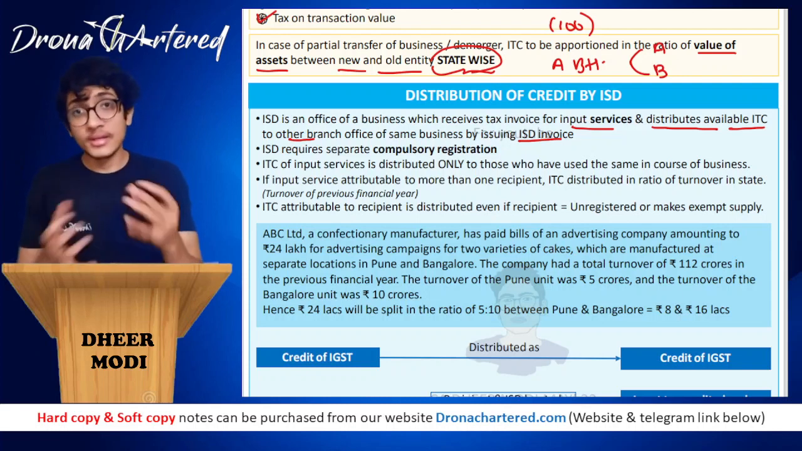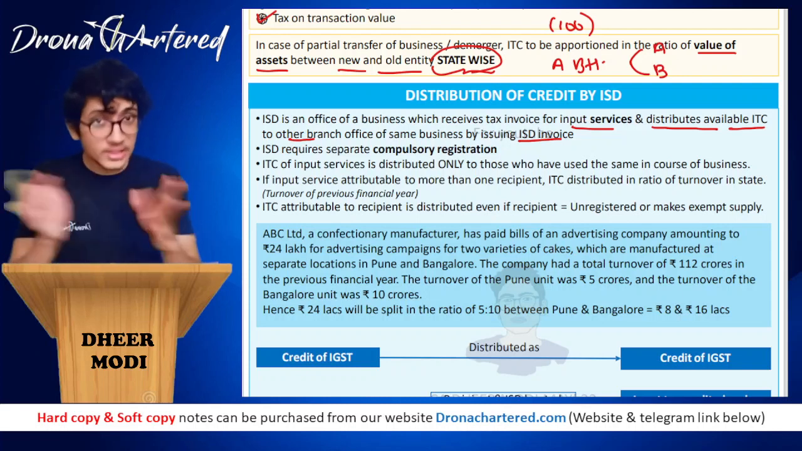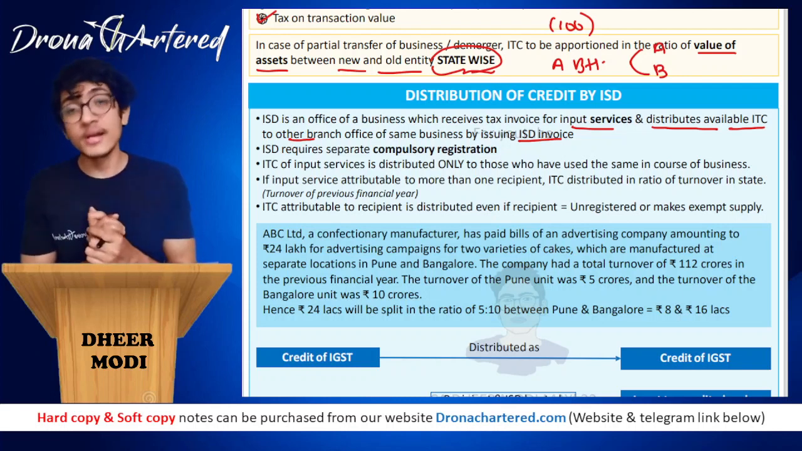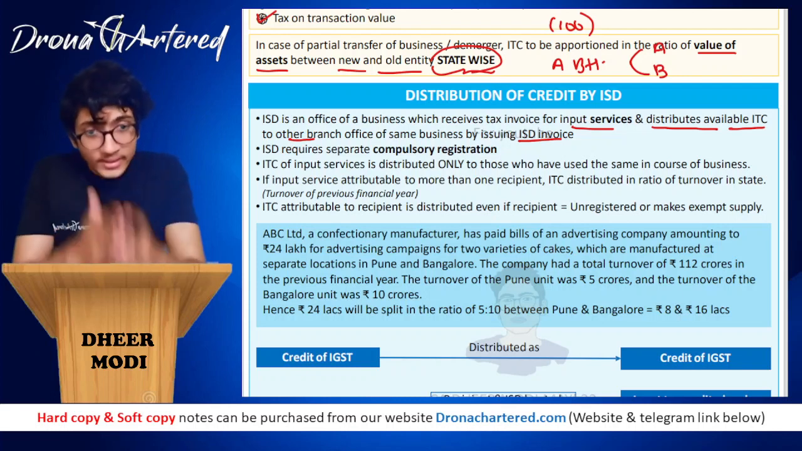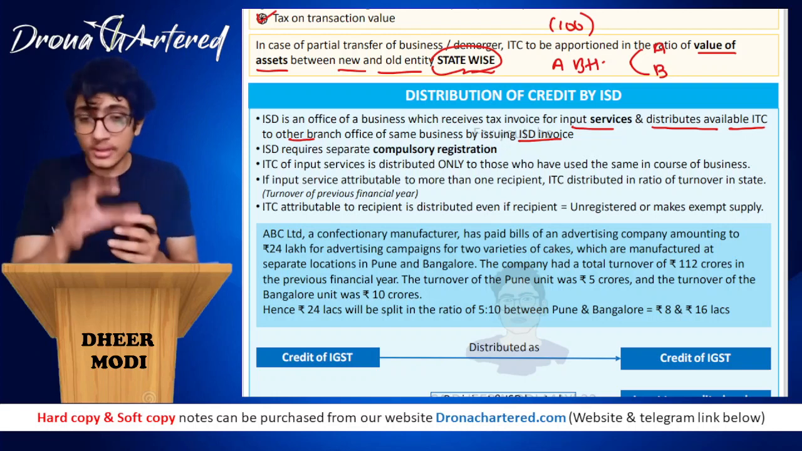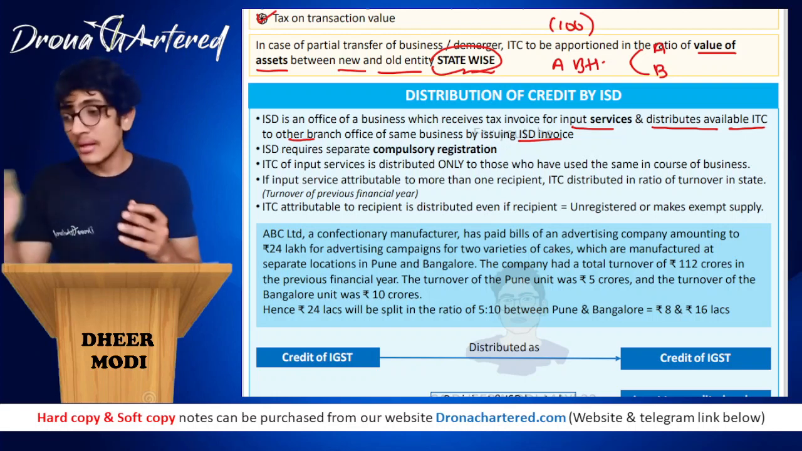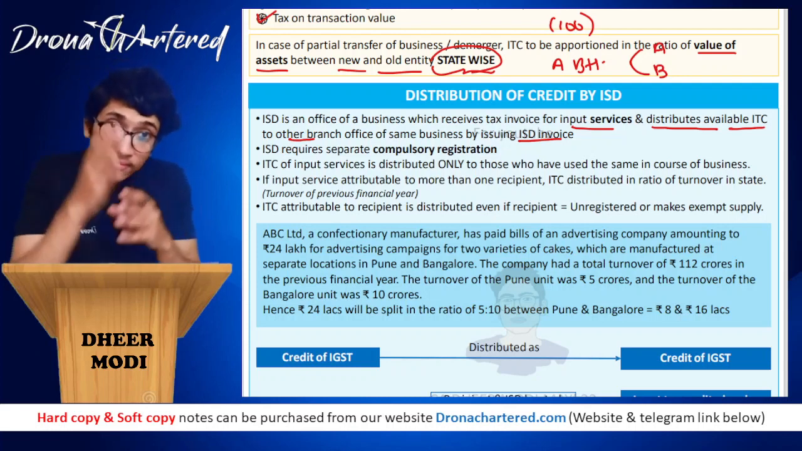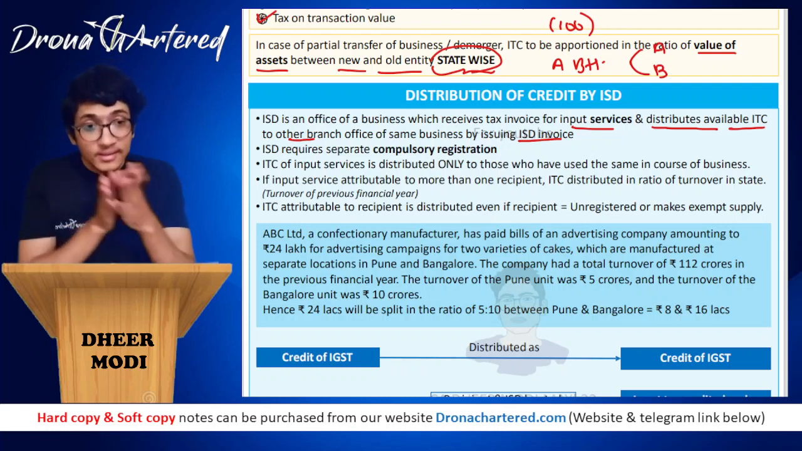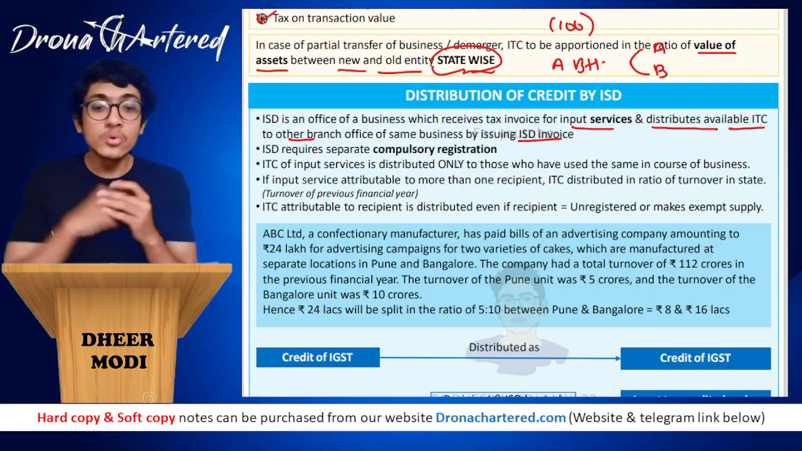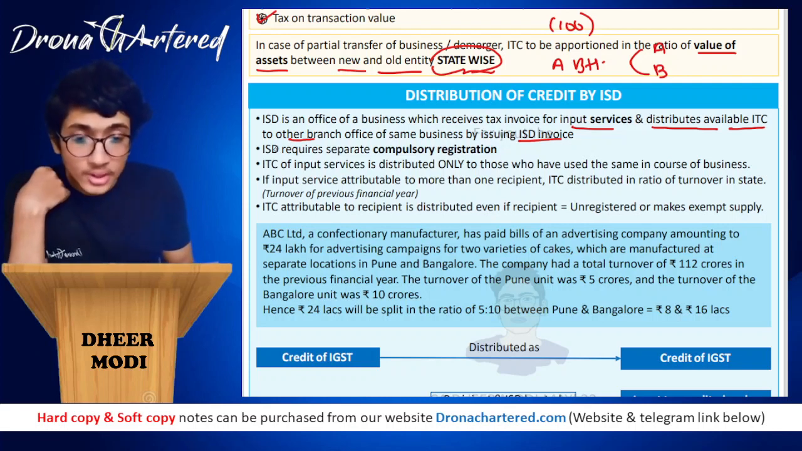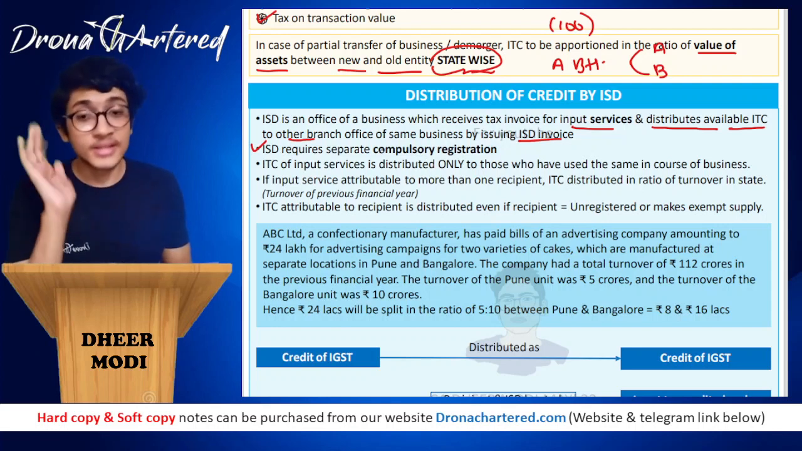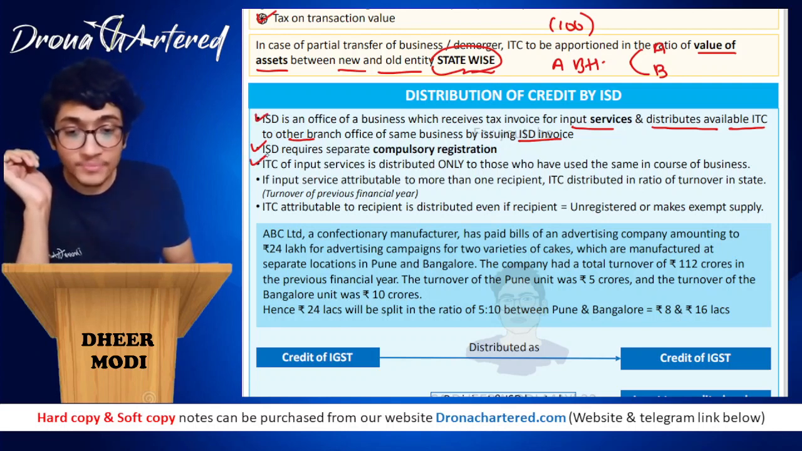So what happens is, instead of raising an invoice for each of the different businesses in different states, you will issue one invoice to the ISD. If this same service is being used by multiple companies of different states of the same business, you will be issuing one invoice to the ISD, and the ISD will now distribute the ITC to each one of them. So ISD will also require a compulsory separate registration.